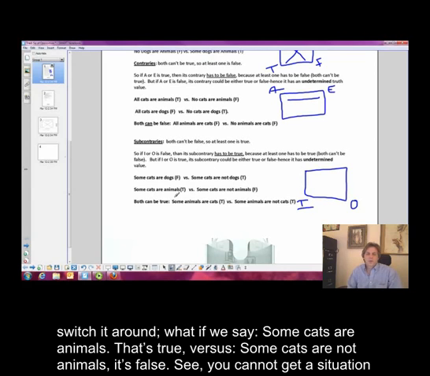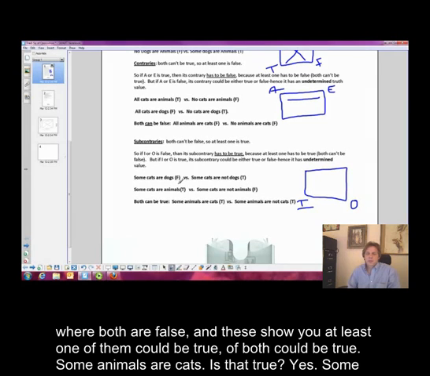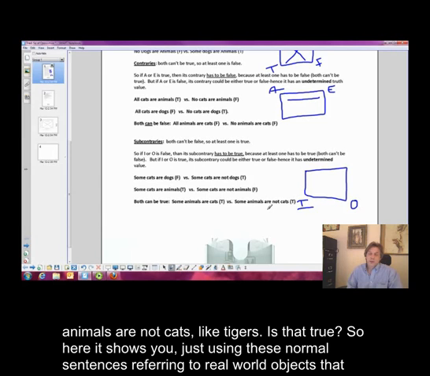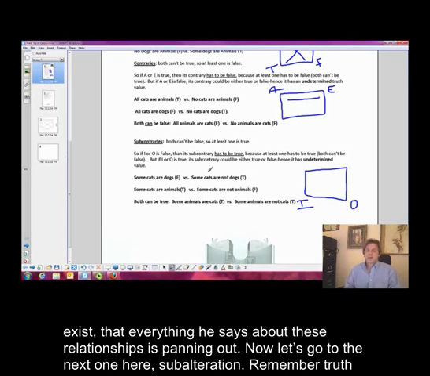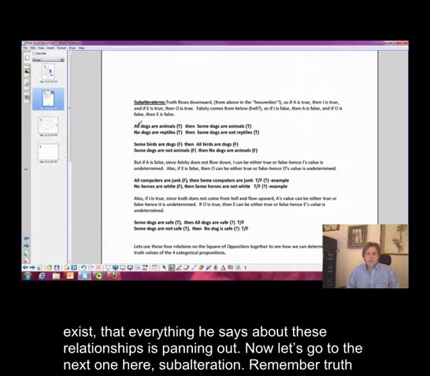Let's just switch it around. What if we say some cats are animals? That's true. Versus some cats are not animals. It's false. See, you cannot get a situation where both are false, and these show you at least one of them could be true, or both could be true. Some animals are cats. Is that true? Yes. Some animals are not cats, like tigers. Is that true? So here it shows you, just using these normal sentences referring to real-world objects that exist, that everything he says about these relationships is panning out. Now let's go to the next one here.